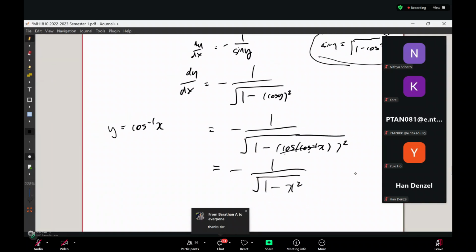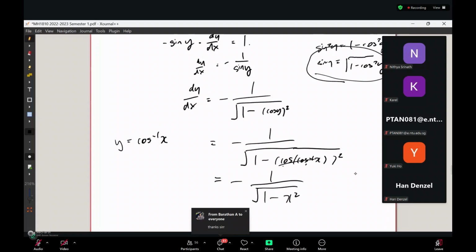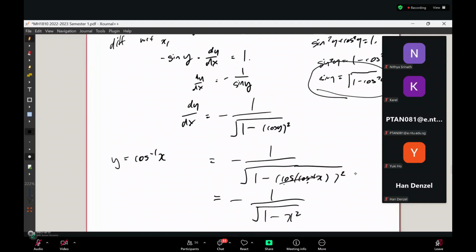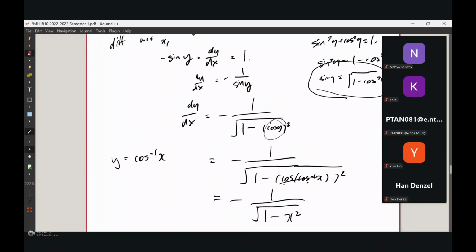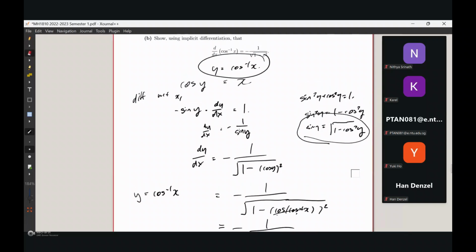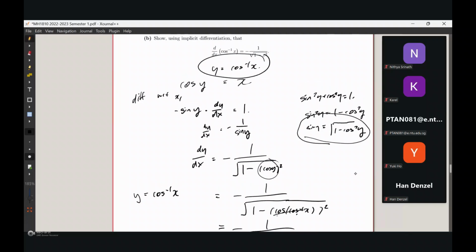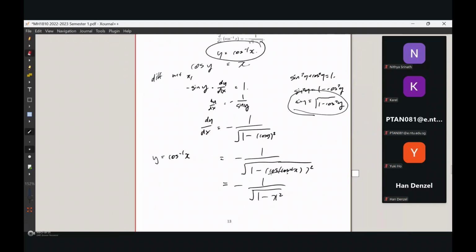For the cos y, can I just substitute x straight away? Because you already proved cos y equals x. You mean here? Yeah, you can just substitute here, y to be x. That's fine. Can we equate cosine y squared to x squared? Yes, you can equate cosine y squared to x squared. In the end, you should simplify to x squared. Okay?